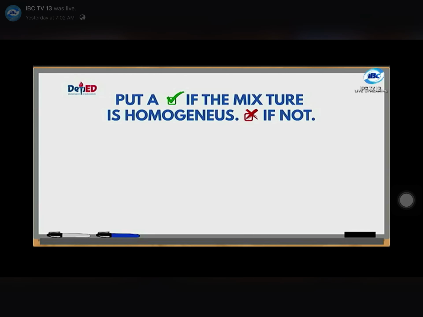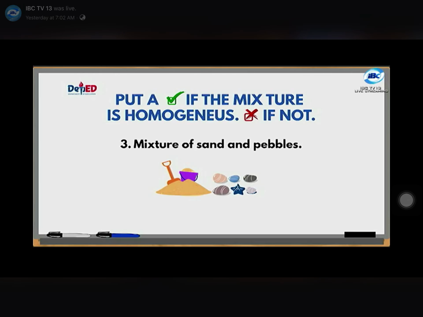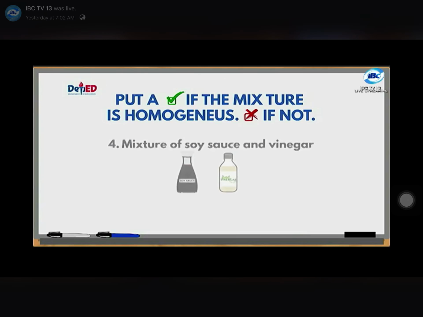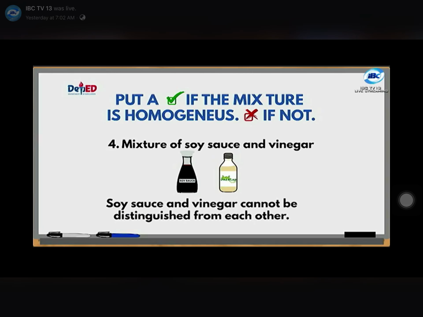Number 3. Mixture of sand and pebbles. Right! In the mixture, the sand and the pebbles can still be distinguished from each other. The correct answer is an X. Number 4. Mixture of soy sauce and vinegar. The answer is a check. Excellent! Soy sauce and vinegar cannot be distinguished from each other.